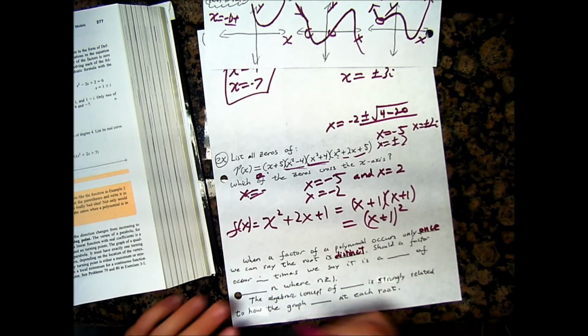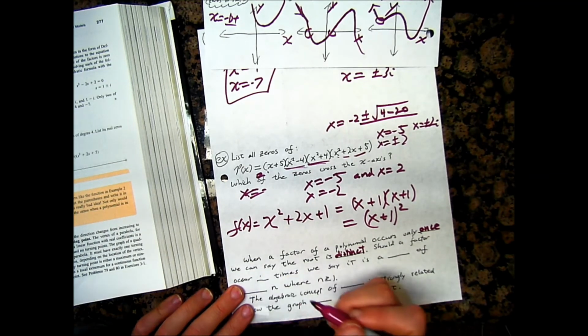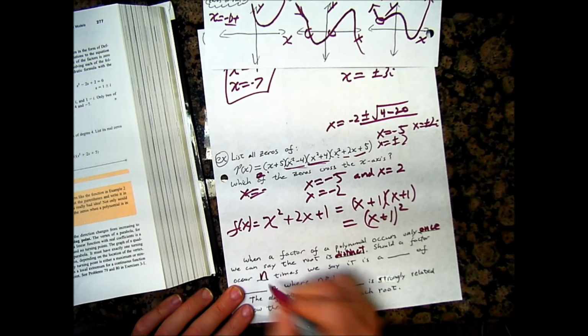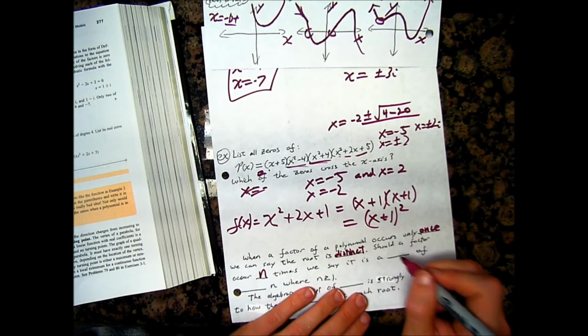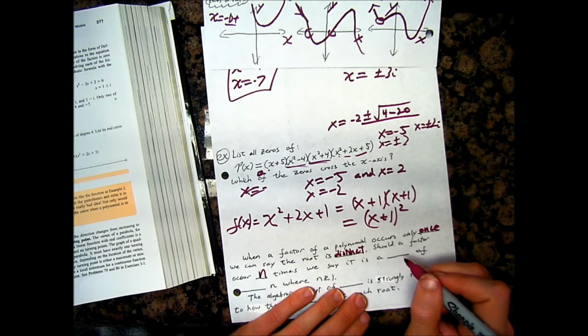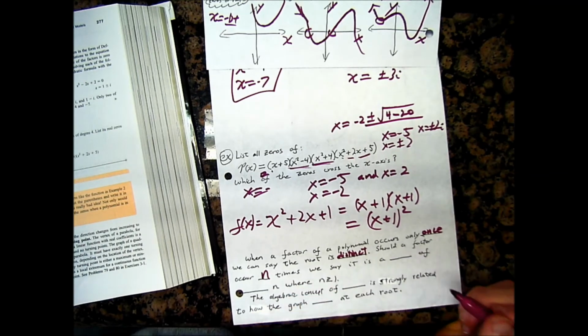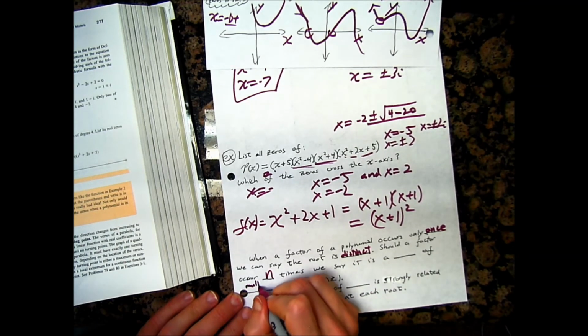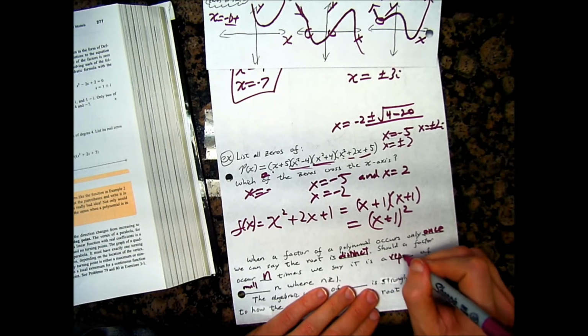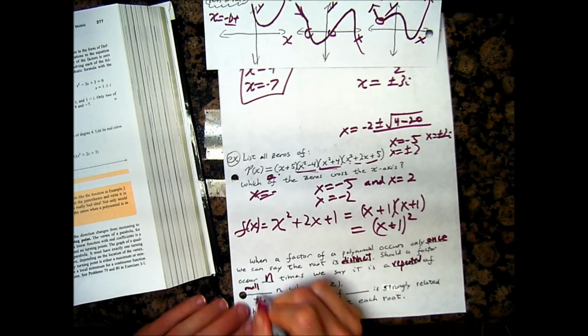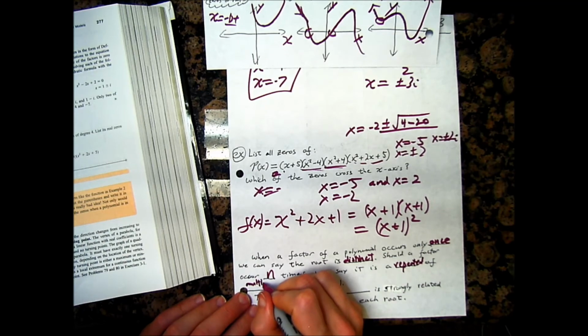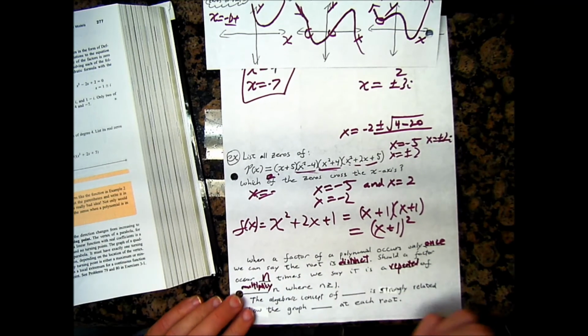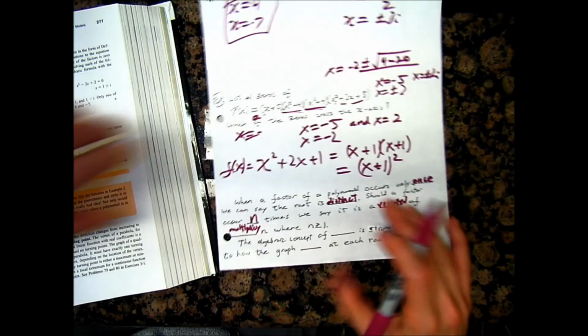Should a factor occur n times, we say that it is a repeated root of multiplicity n, where n is greater than or equal to 1.